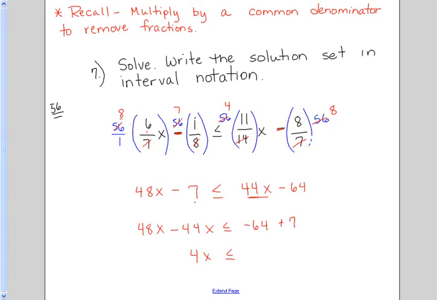Remember your sign rules. If the signs are different, then you would be subtracting the numbers. So if I subtract, that would give me 57, but it would be negative because my higher number is a negative. Okay, the last step would be divide by 4.